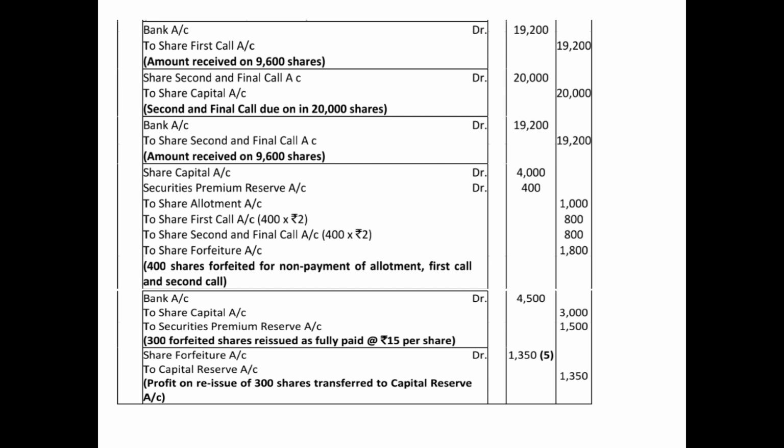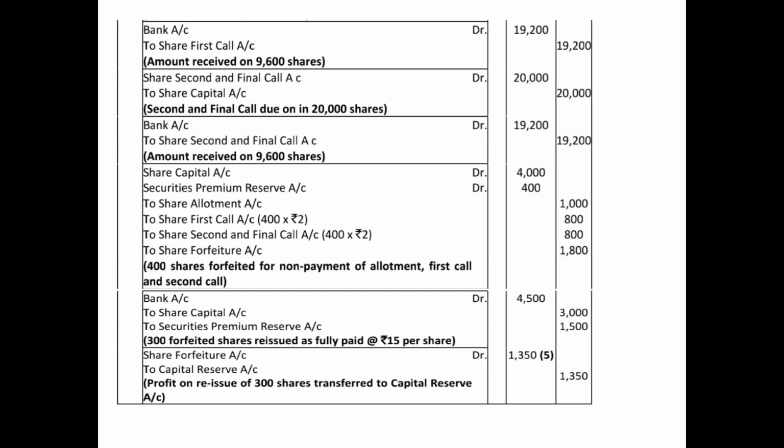To share, again, the call accounts including premium. And if you have not opened the call account, then we will show it separately. To share allotment account 1000, that is by including the allotment money and after adjusting the surplus. To share first call, that is 2 rupees on 400 shares, 800. To share second and final call, again 2 rupees on 400 shares, that is 800. To share forfeiture account, which is actually received on such shares, that is 1800 has already been received on such shares because allotted shares are 400 but applied was 600 and we had received 3 rupees of application on 600, that means 1800 we had received.